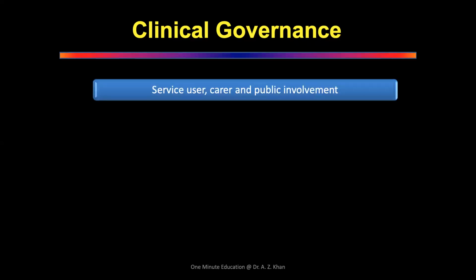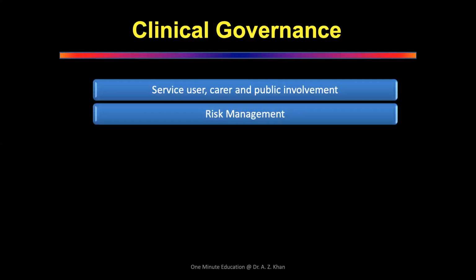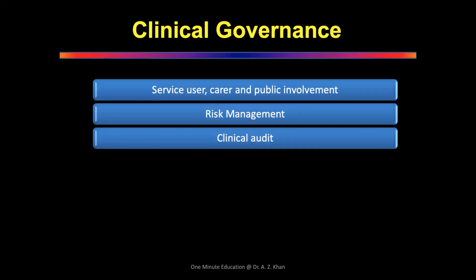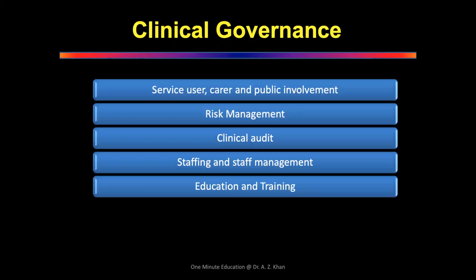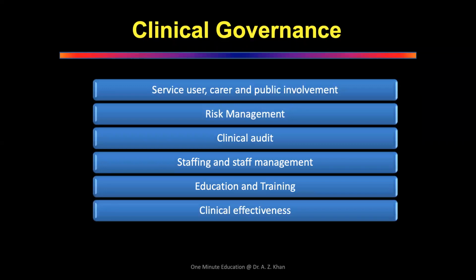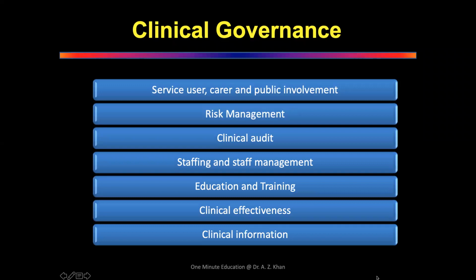Okay, so the first one is service users, which is carer and public involvement. That's one of the pillars. The second pillar is risk management. The third pillar is clinical audit. The fourth pillar is staffing and staff management. The fifth pillar is education and training. The sixth pillar is clinical effectiveness. You forgot to mention clinical effectiveness. And the 7th pillar, which you said is IT, is called clinical information.